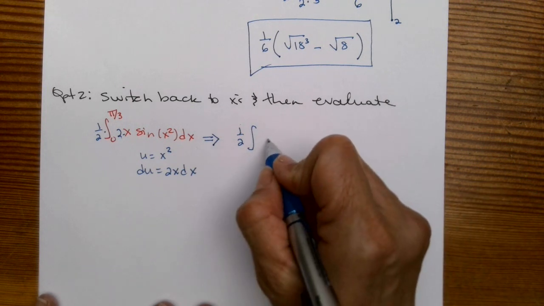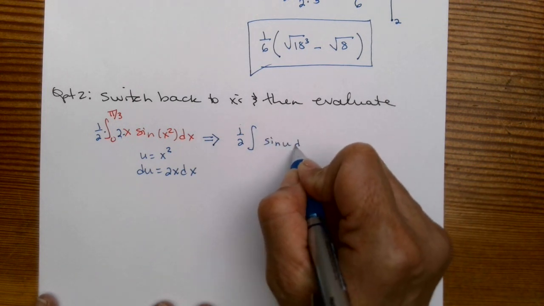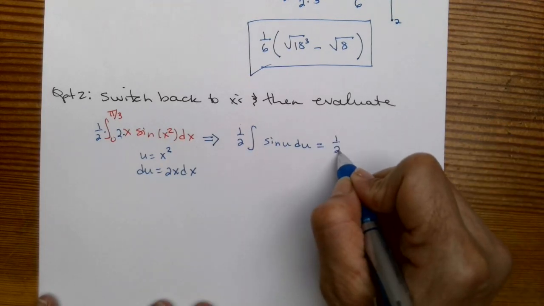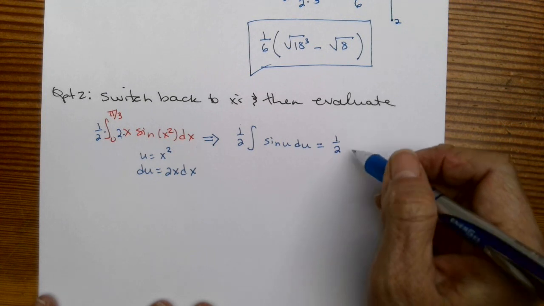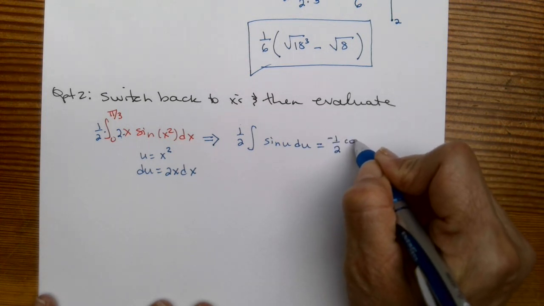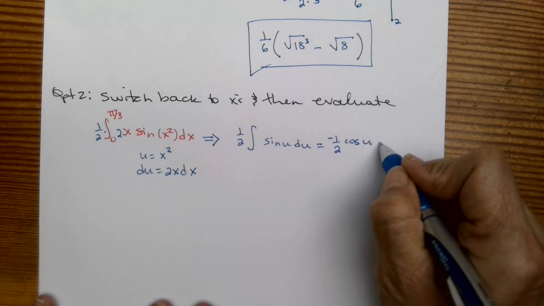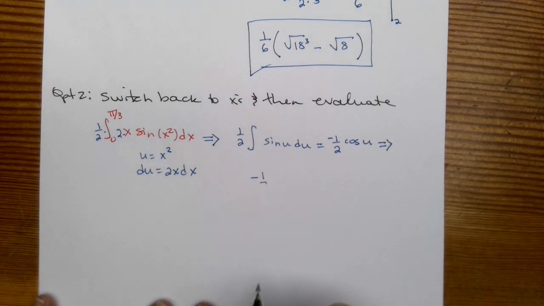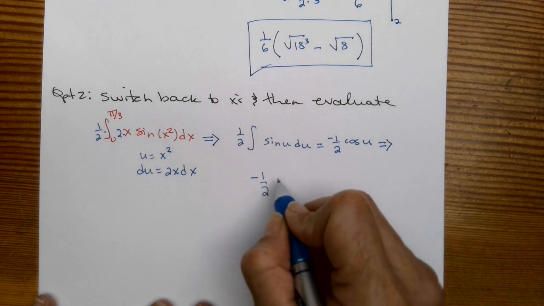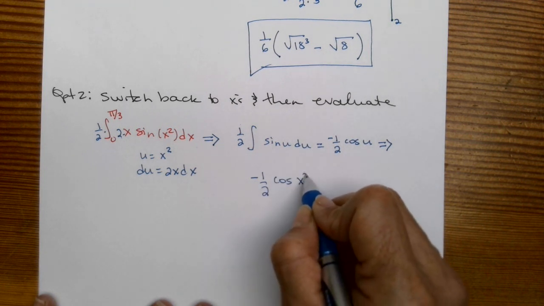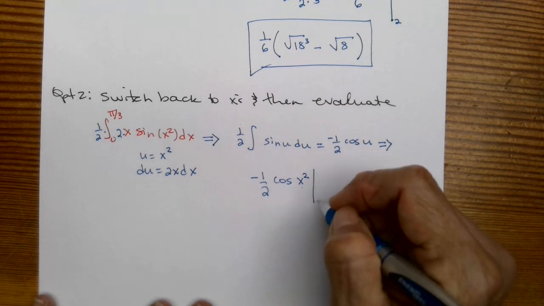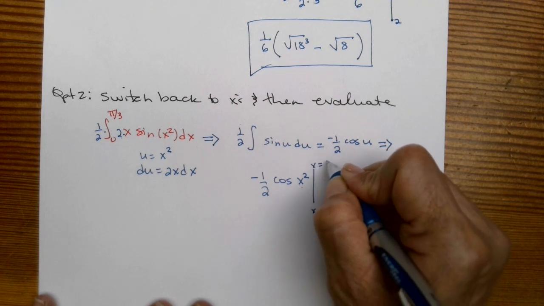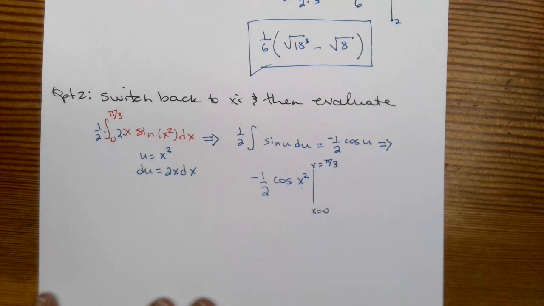So now I have the sine of u du. I'm going to find the antiderivative. So 1/2, and if we integrate sine, we get negative cosine u. Now I'm going to go back to x's: negative 1/2 cosine x squared. Now this is an x, so when I put my limits on there, I am going between x equals 0 and x equals pi thirds.